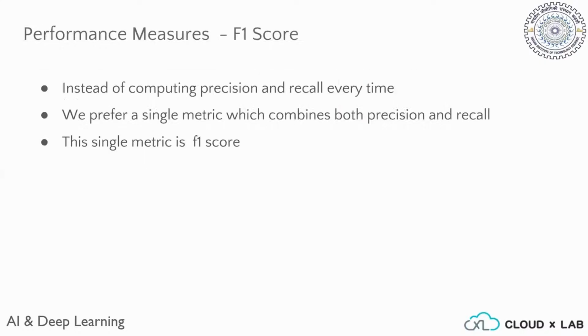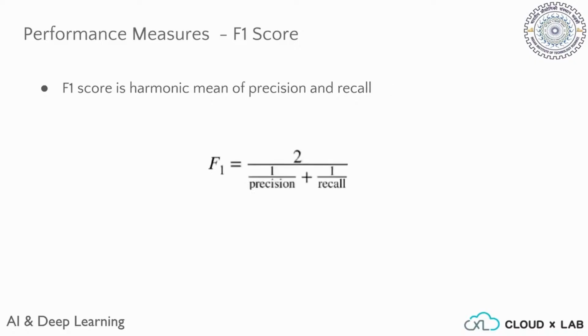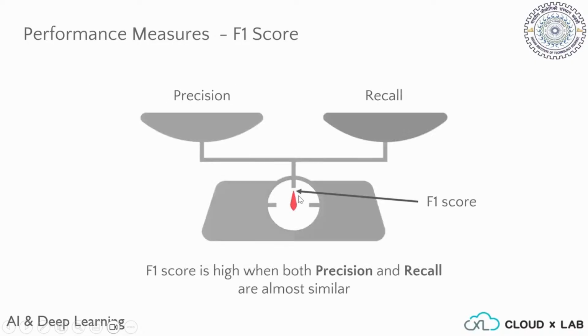Okay. F1 score, I have already discussed. We will use the F1 score when we want to give equal weightage to precision and recall, right? The F1 score is a single metric which combines both precision and recall, and it is nothing but the harmonic mean of precision and recall. The F1 score gets its maximum value when precision and recall are nearly equal, right? So the F1 score is high when both precision and recall are almost similar.